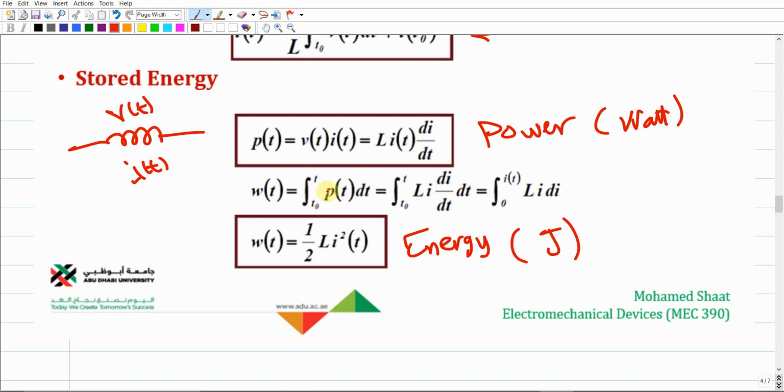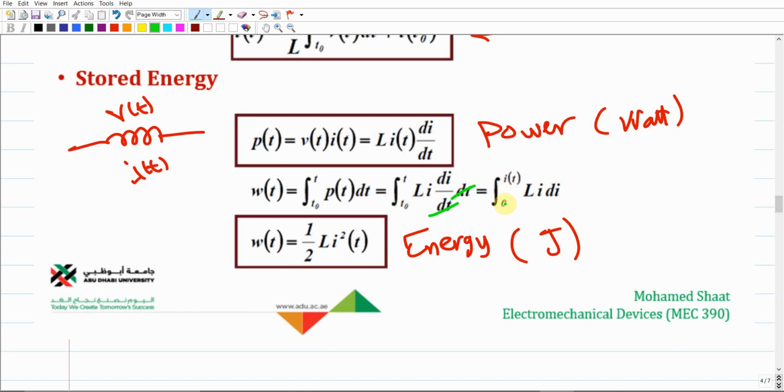If we do the integration of the power, substituting the power, which is L times I times di by dt, we can cancel this dt with the dt, so we end up with an integration over the current, not over the time. That's why we change the limits of the integral from time to current.